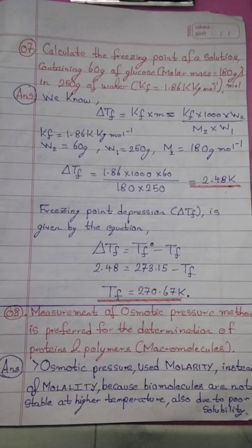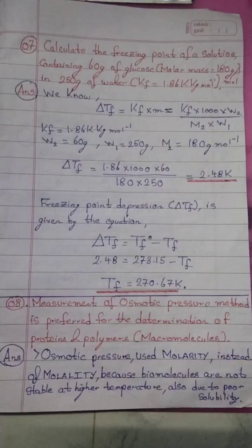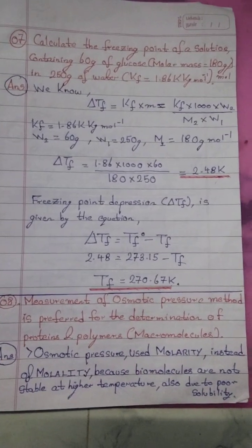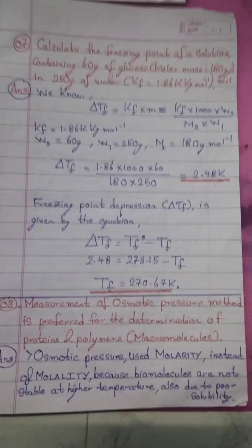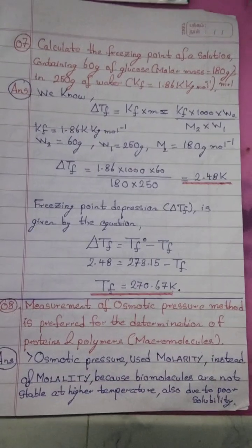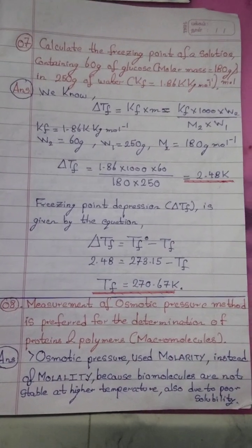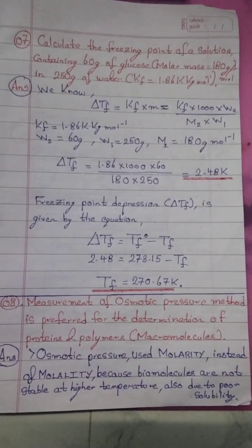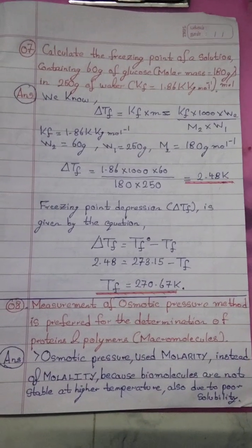get 2.48 Kelvin. Freezing point depression is given by the equation delta Tf equal to Tf naught, that is the freezing point of pure solvent, minus the freezing point of the solution on addition of the solute. 2.48 equal to 273.15 minus Tf. By altering the equation, we get Tf equal to 270.67 Kelvin. Now coming to the last question of this post.